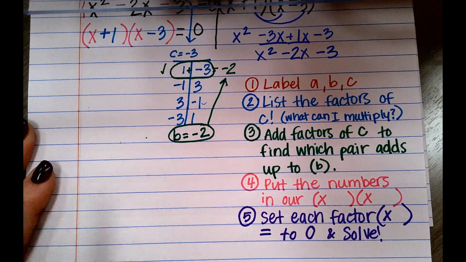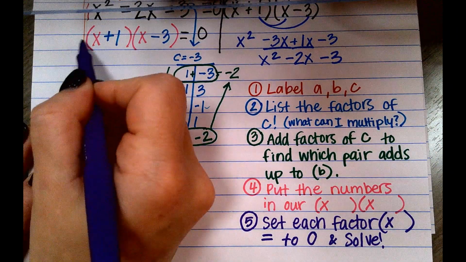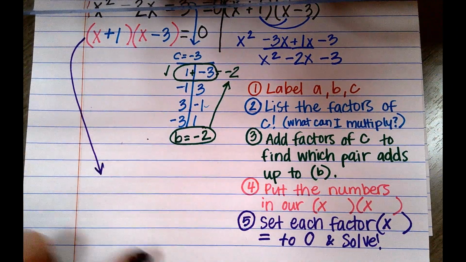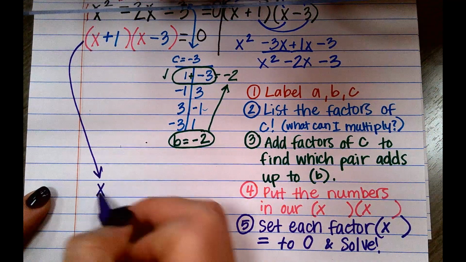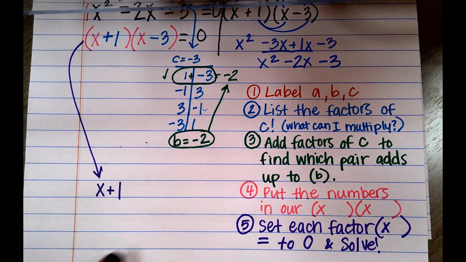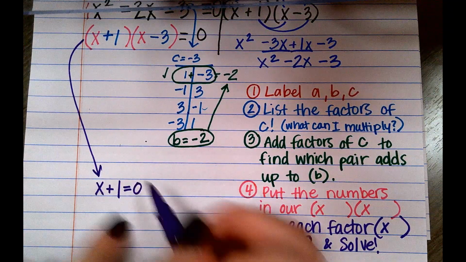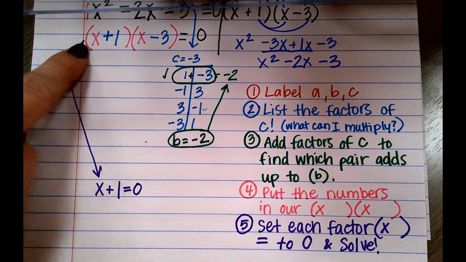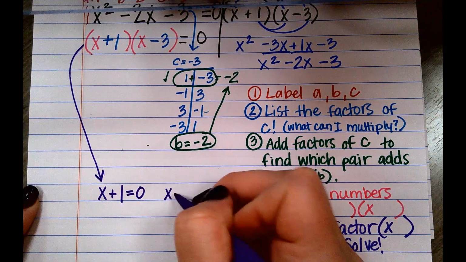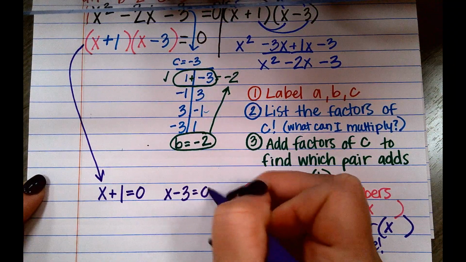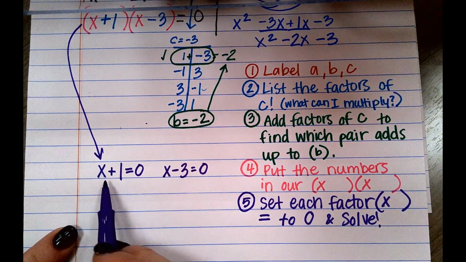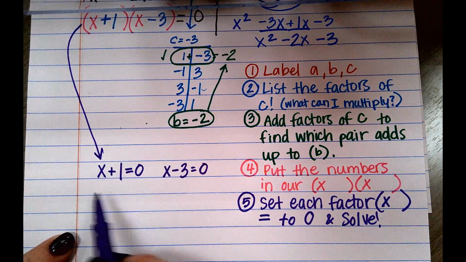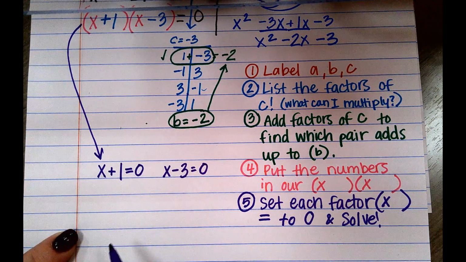Okay, so here's what I mean by set them equal to 0. I'll pull it down here so it's closer, everything's all over the place. So I have x plus 1 is equal to 0, because that's my first one. And then I have x minus 3 is equal to 0. So let's solve for x. How do I solve for x in this problem? X plus 1 is 0.